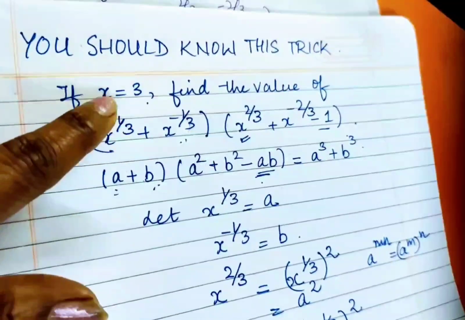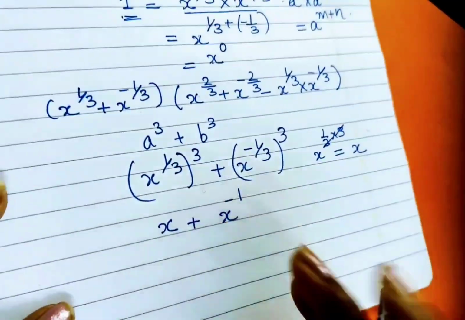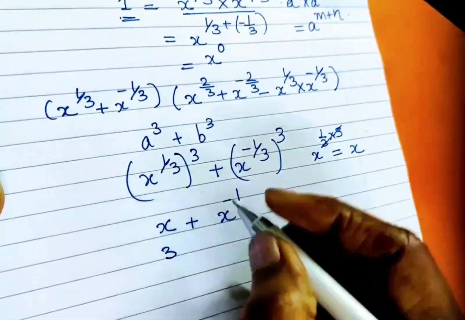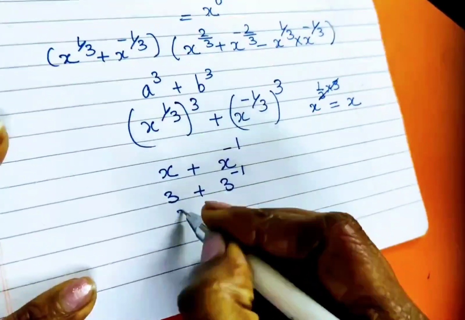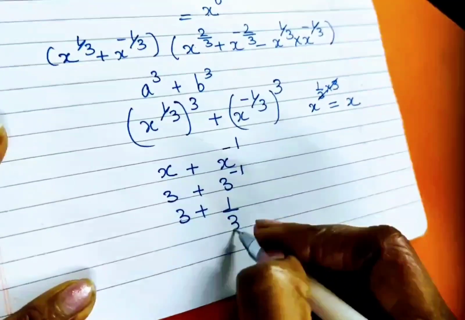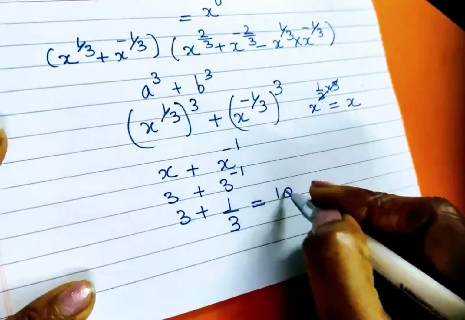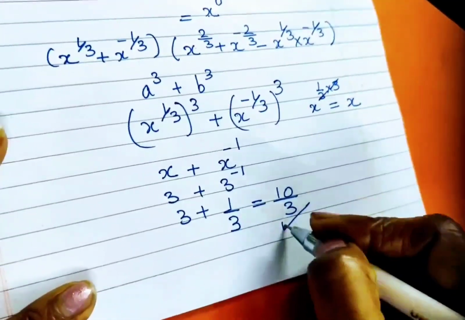What is x here in the question? X was given to us as 3. So use the value here, this will become 3 plus 3 ki power minus 1. So that is 3 plus 1 upon 3, and that becomes 10 upon 3 after taking LCM.